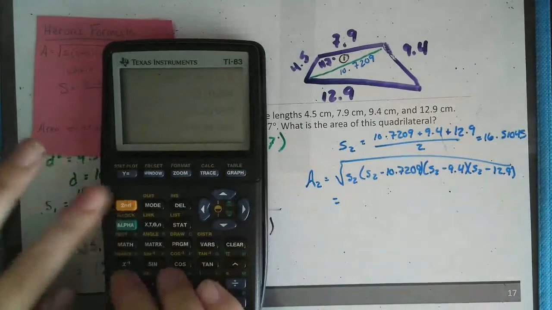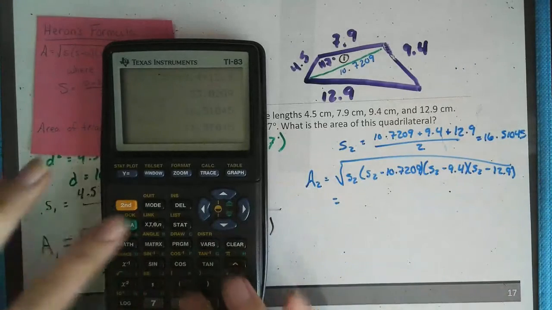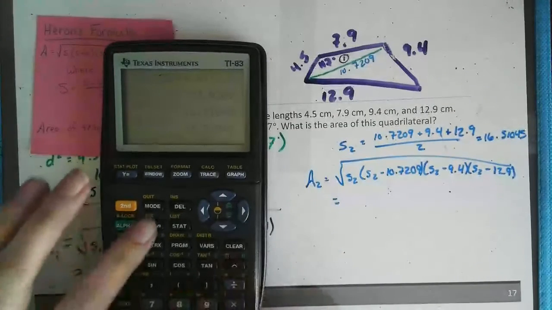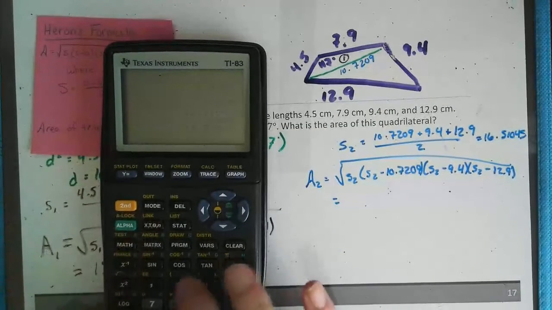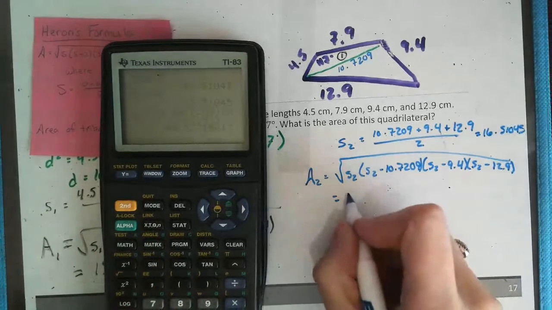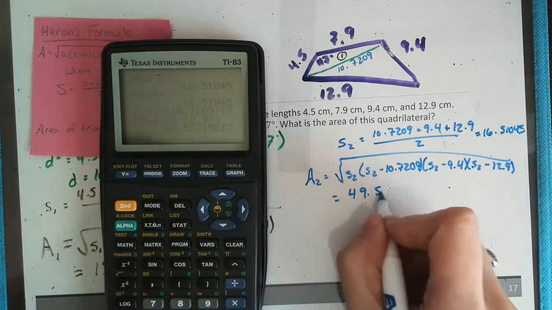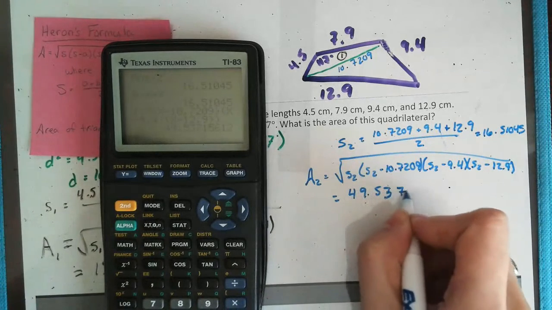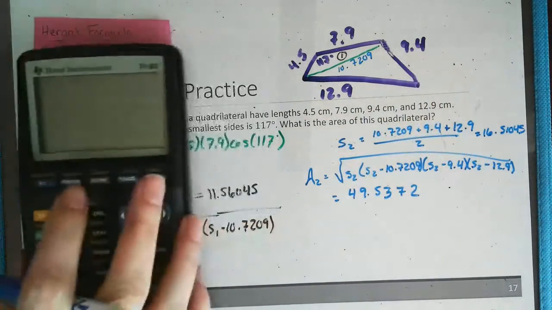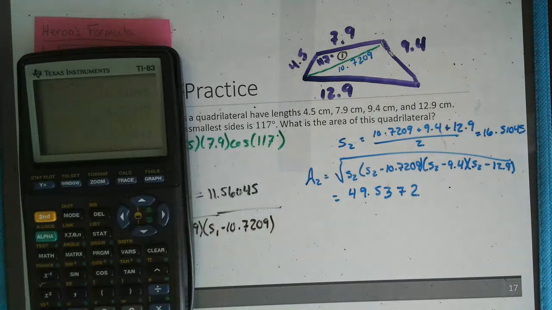Let's see what we get. The square root of, I called it x, times x minus 10.7209 times x minus 9.4 times x minus 12.9. I get that the area of my second triangle is 49.5372. And hopefully it makes sense that it's bigger because the side lengths are bigger than the other triangle. So it being bigger, hopefully that makes a little bit of sense.